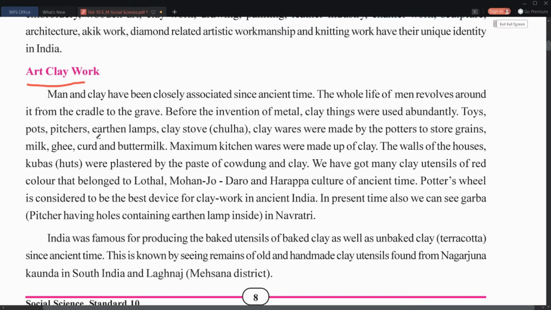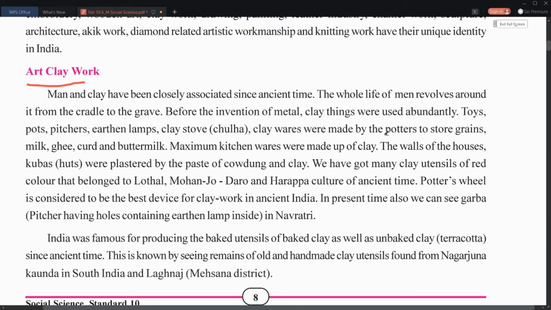Toys, pots, pitchers, lamps, clay chula. Clay wares were made by the potters to store grains. The pots, which we use for storing water. Pitchers, particularly when we use them in Navratra. Lamps, we use lamps made of clay. And clay chula, stoves. Previously, chula stoves were used made only of clay. And all the utensils were made of clay only.